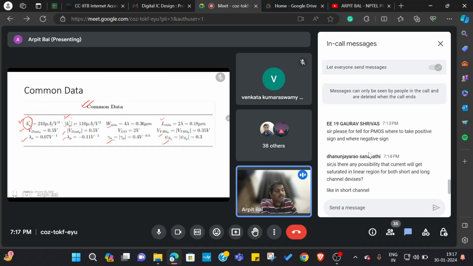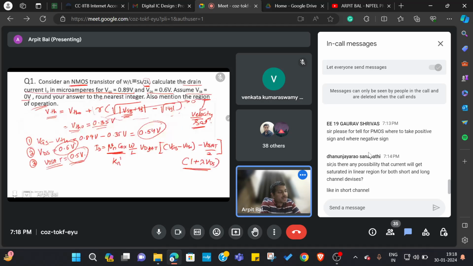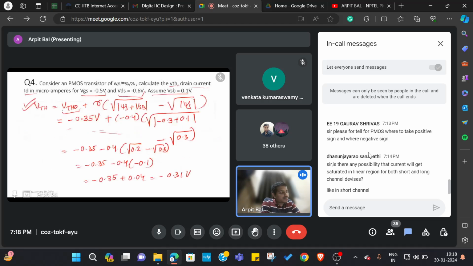Similarly, let's say it is Kp dash, that is mu P Cox. Same thing for VD sat P, gamma P, psi SP. So wherever you see a mod for the PMOS, like mod VTH not P, you need to consider all those things as negative. Now let us go back to our question.